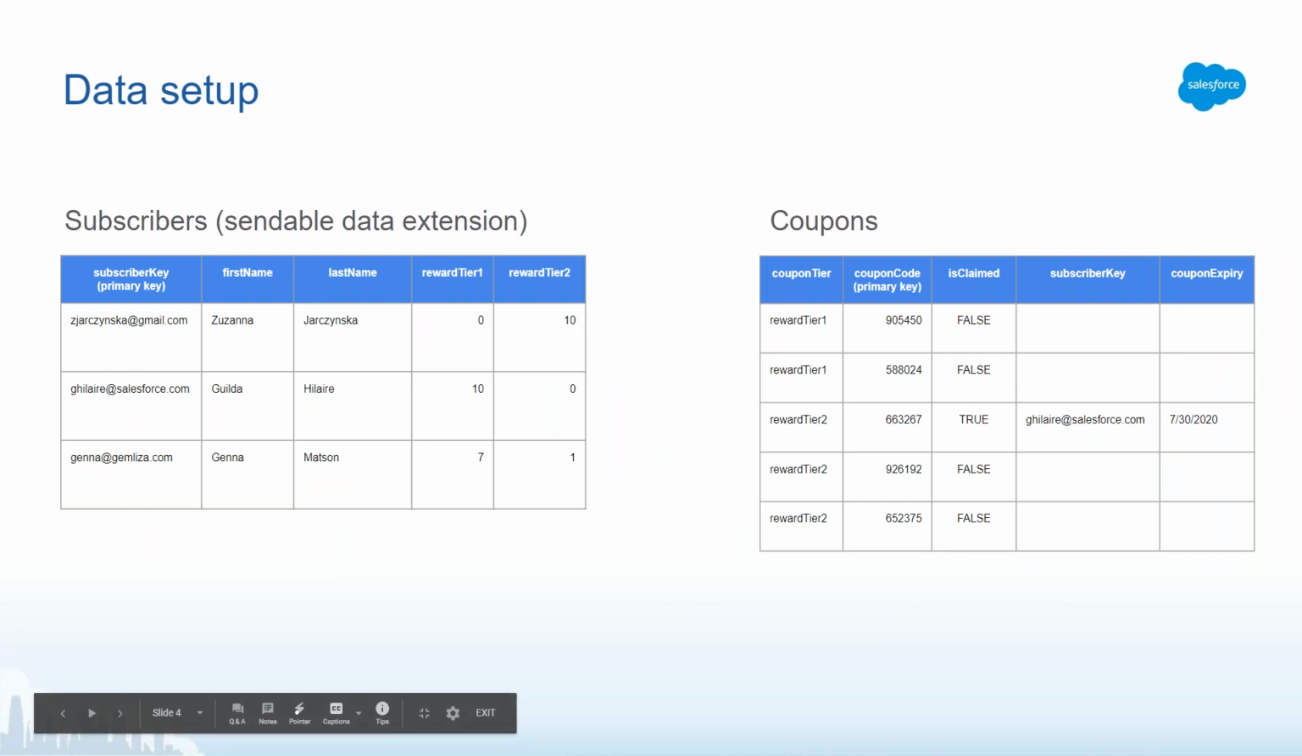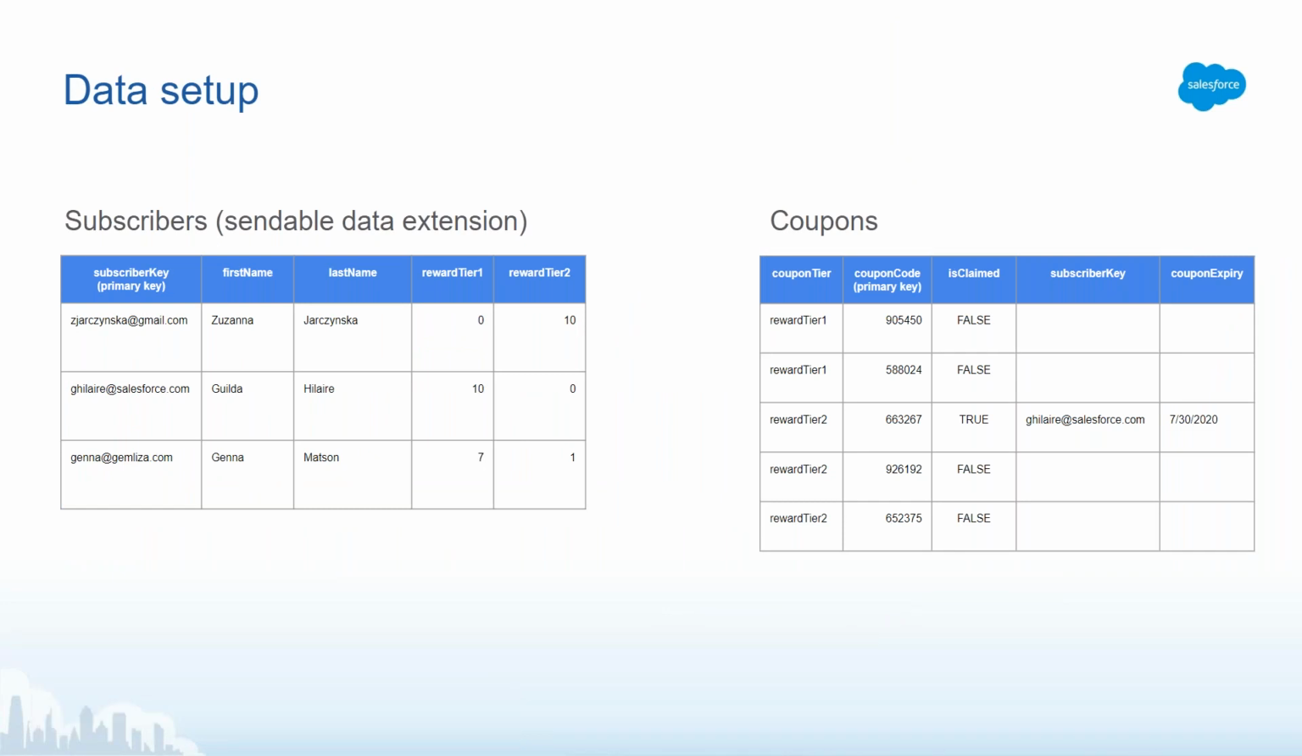Okay, so this is the data setup. We have set up 2 data extensions. The first is a sendable data extension and holds all subscriber data, along with the number of points that each subscriber gathered for each reward tier. When they reach 10 points, they are eligible for a reward coupon. And for simplicity, we used email addresses as subscriber keys. But really, you should avoid doing that in real life. As I said, we're doing that today just for simplicity.